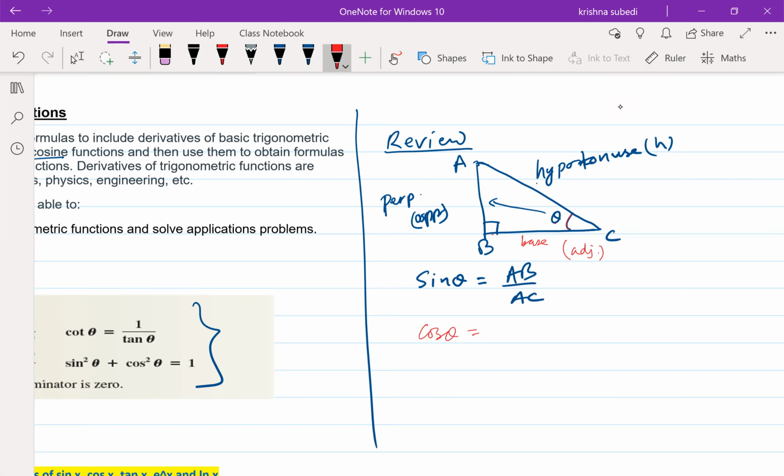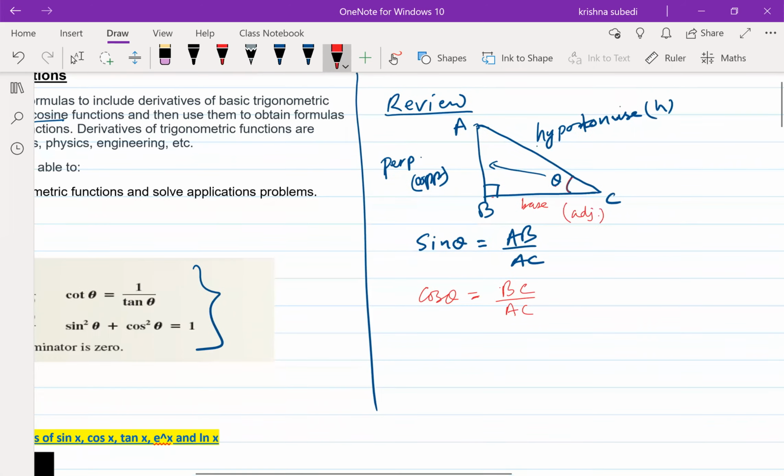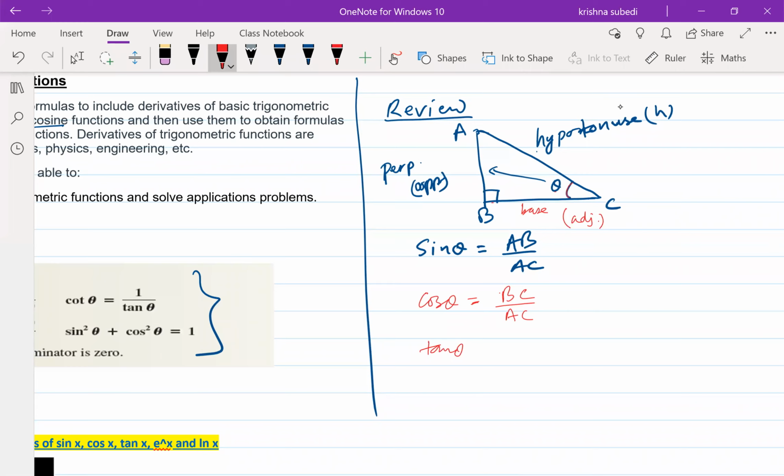Cos theta is BC over AC. Tan theta is AB over BC, right? So some people consider this as P over H, and this one as B over H, and this one as P over B.